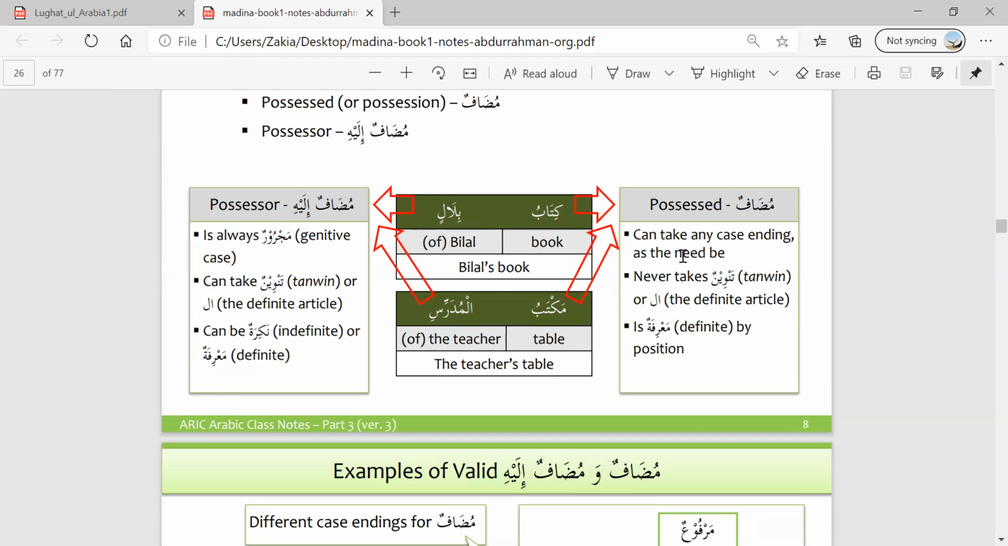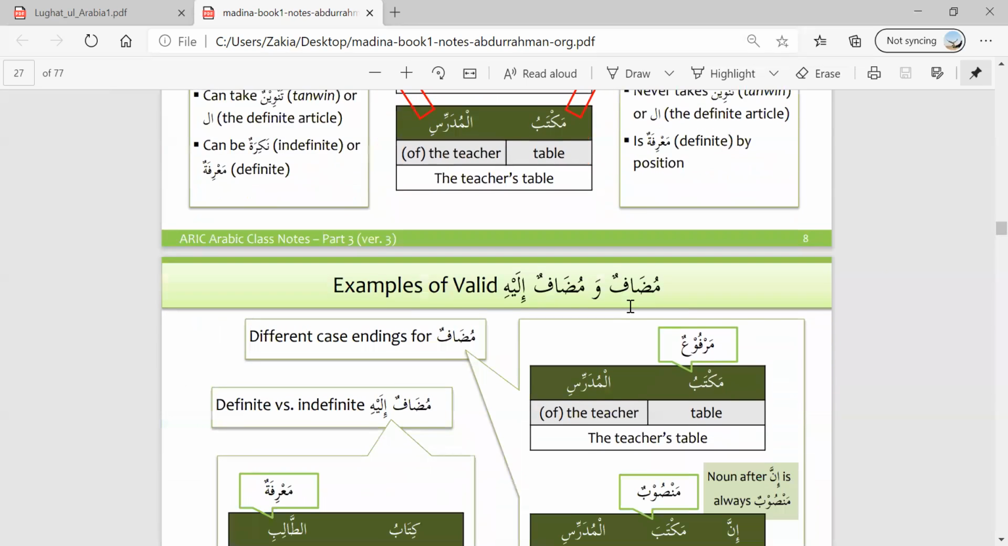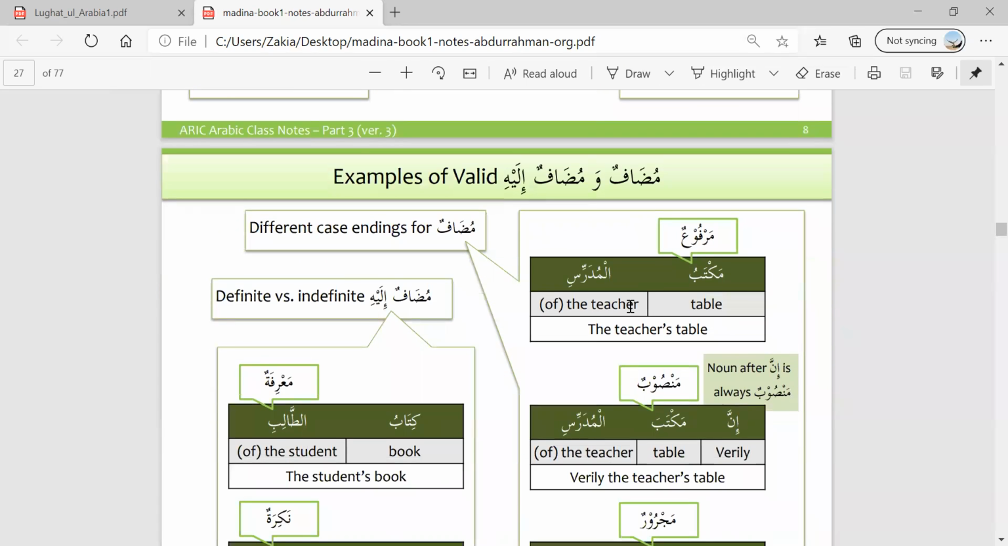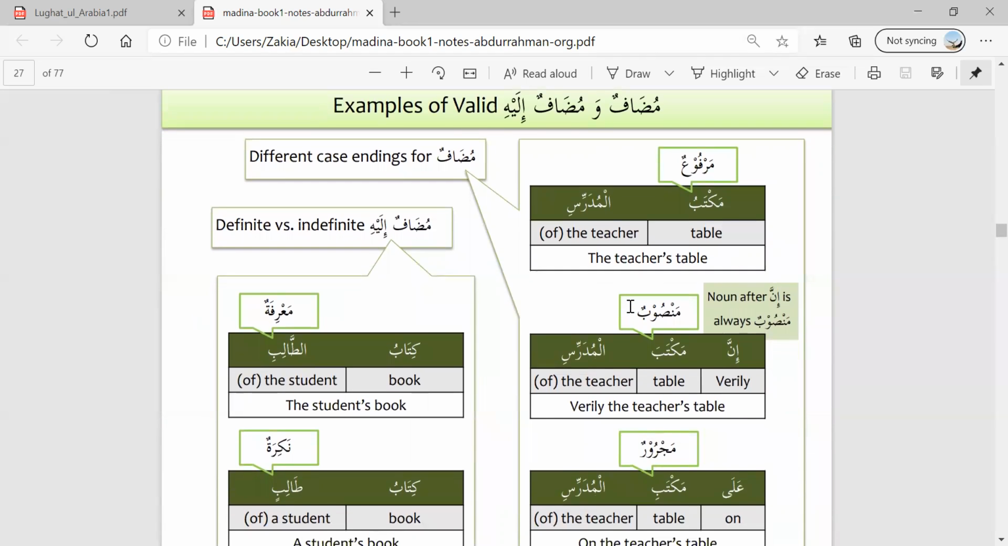Whereas here, the mudaf, the case is quite different. It never takes tanween or al. It's always definite, and can take any case ending. So some more examples of mudaf and mudaf ilayh. Maktubu marfu'un. Why? Because it ends in what? Dhamma.